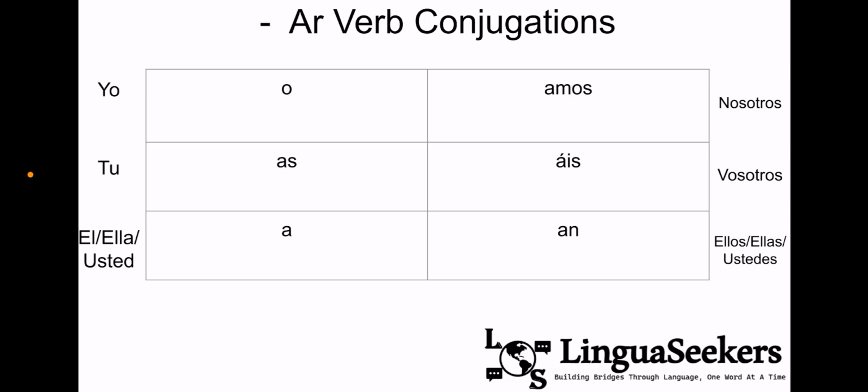So now, the actual AR verb conjugations. Yo, o. Tú, as. Él, ella, usted, a. Nosotros, amos. Vosotros, áis. And finally, ellos, ellas, ustedes, an.